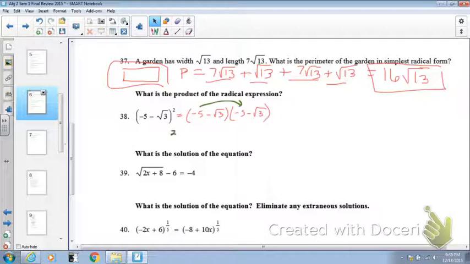So that's going to be 25. The outer term is positive 5 square root of 3. The inner term is positive 5 square root of 3. And the last term is positive square root of 3 times square root of 3. That's squaring a square root, which leaves me with just a 3 there. And then I combine any like terms. So that's going to be 25 and 3 is 28. And then 5 square root of 3 plus 5 square root of 3 is 10 square root of 3.